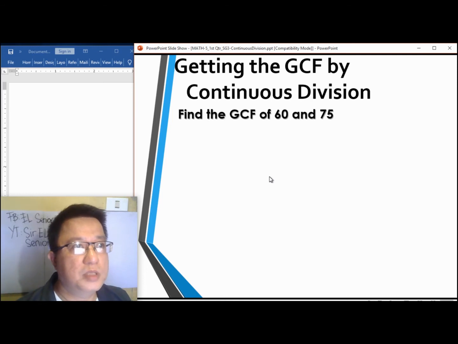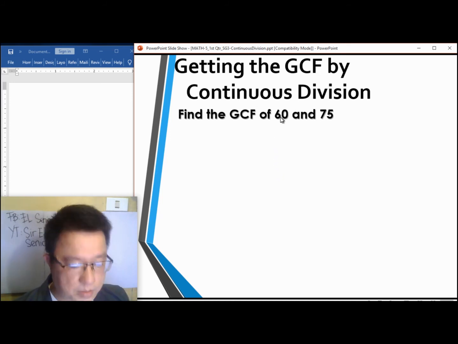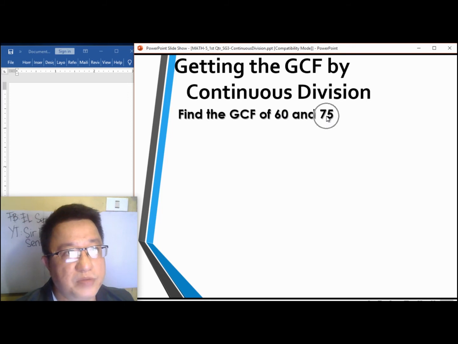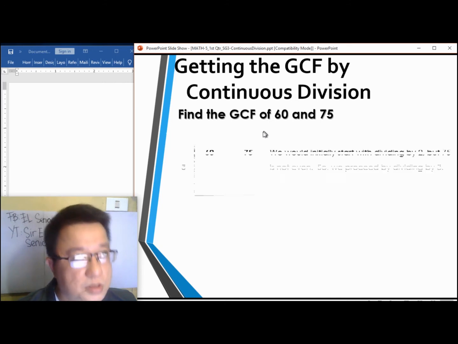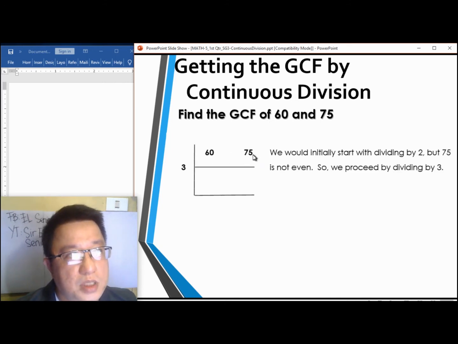Okay, so now let's go to the division of numbers using common prime numbers. Let's say we have the numbers 60 and 75. We're going to find the common factor of both numbers and get the greatest among the common factors. So first, you can see that 75 is not even. Therefore, it is not divisible by 2. So we cannot start with the smallest prime number 2. We start with 3.